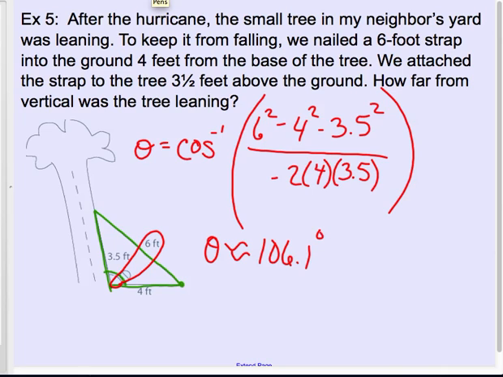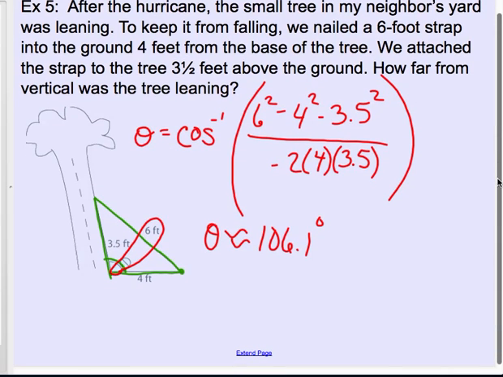And my theta is about 106.1 degrees. Now, depending on how you interpret this question, it says how far from the vertical was the tree leaning? This is the vertical, so we have to subtract 90 degrees from the angle we just found to figure out how far the hurricane pushed it. So it's leaning only about 16.1 degrees.